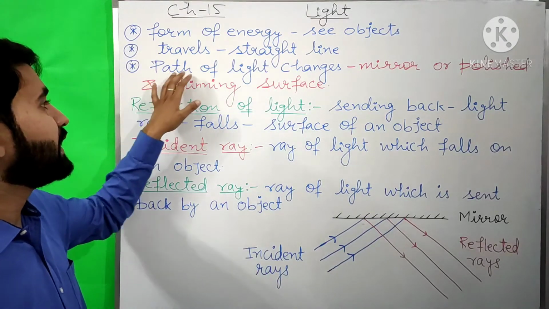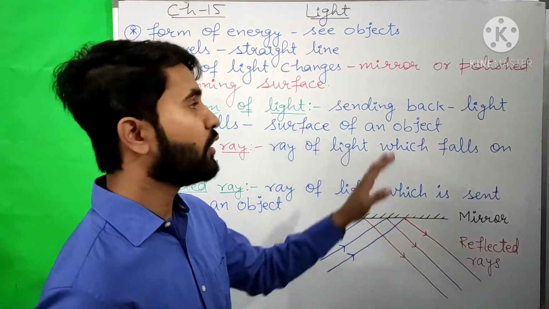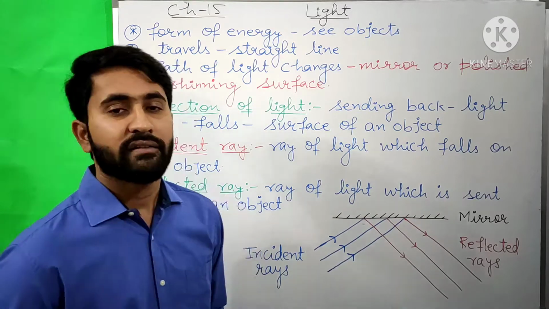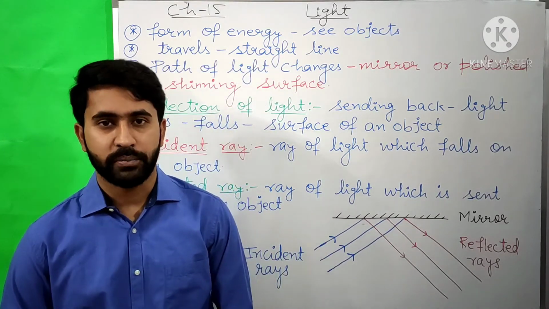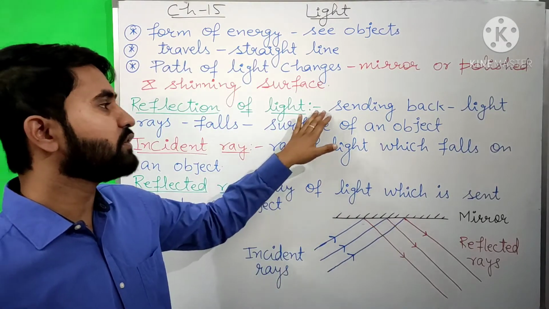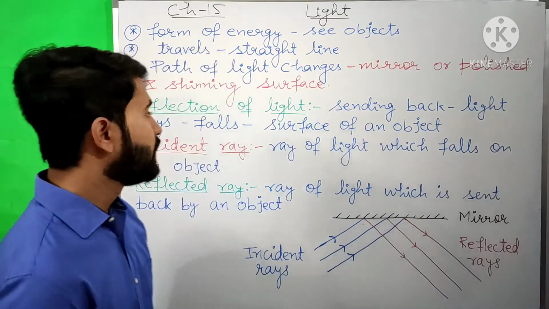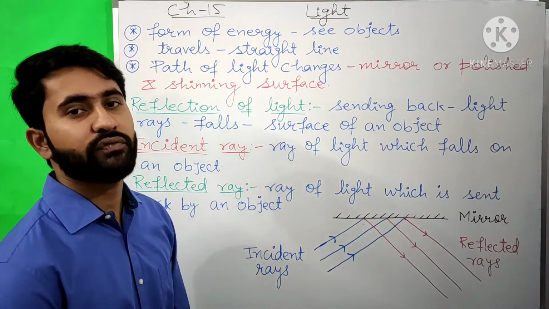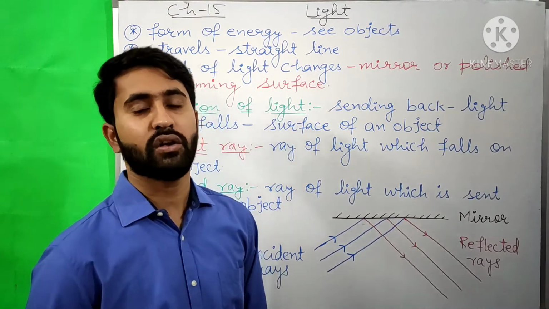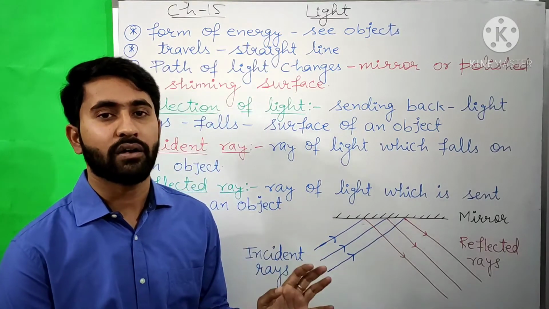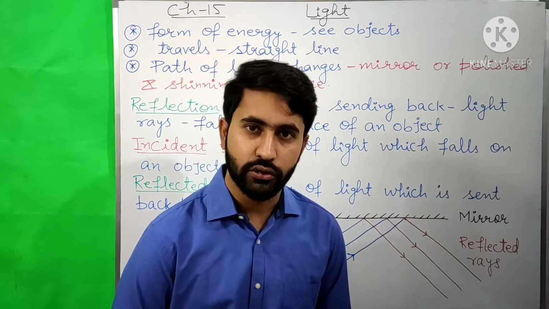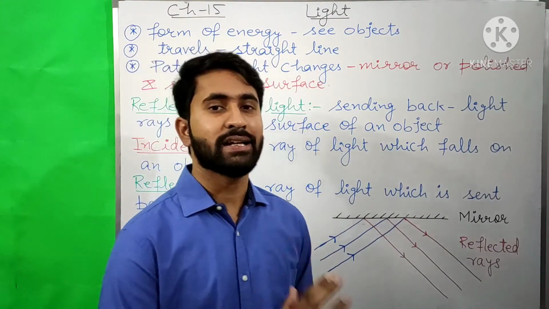The path of the light changes when it falls on a mirror or any other polished and shining surface. When the light rays fall on an object, then the object sends the light rays back. This process of sending back the light rays when they fall on the surface of an object is known as reflection of light. So reflection of light means the sending back of the light rays when they fall on any surface. After reflection also, the light rays travel in a straight line.